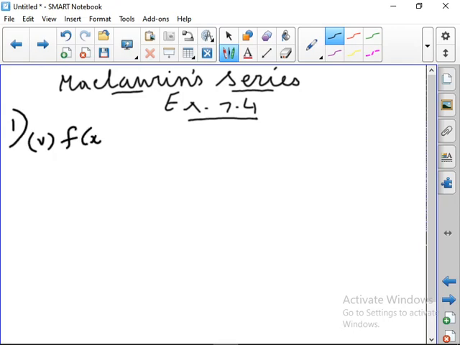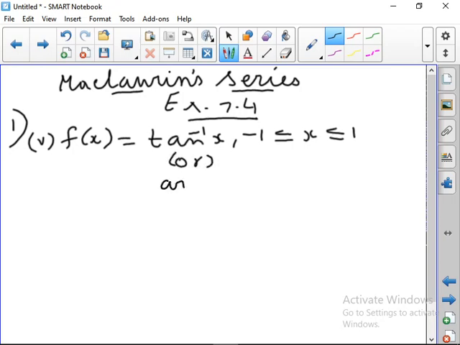f of x is equal to tan inverse of x, for minus 1 less than or equal to x less than or equal to 1. So this tan inverse of x can also be asked as arc tan x. So arc tan x means it is tan inverse of x. Remember this. Okay. So what is Maclaurin series?